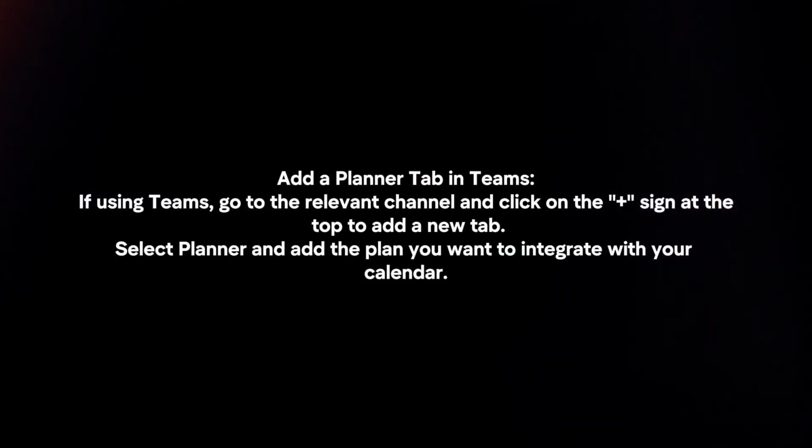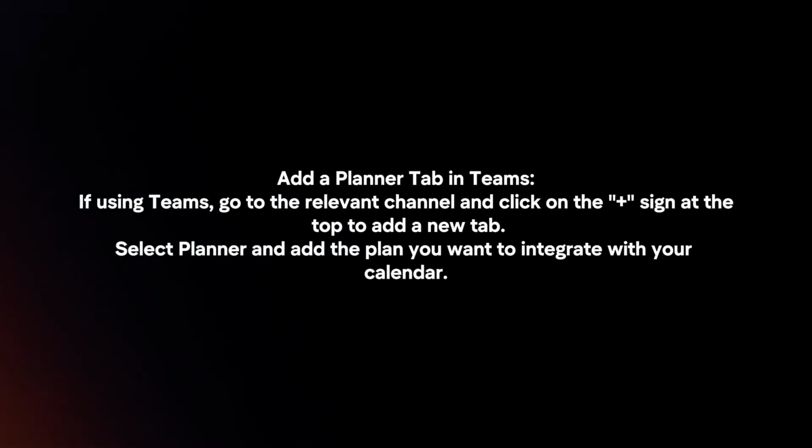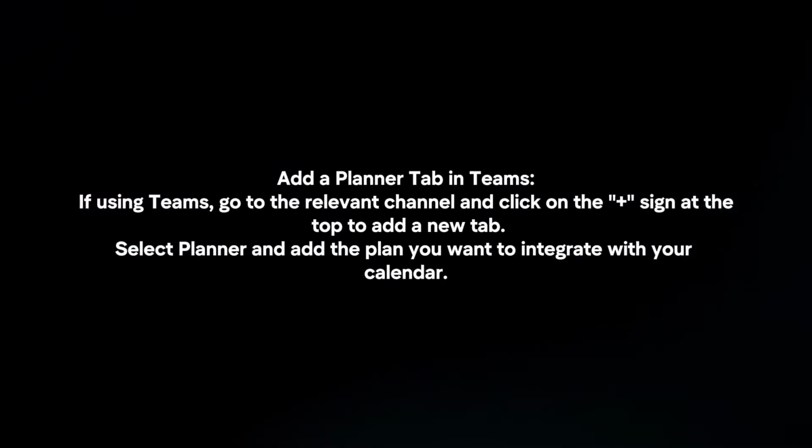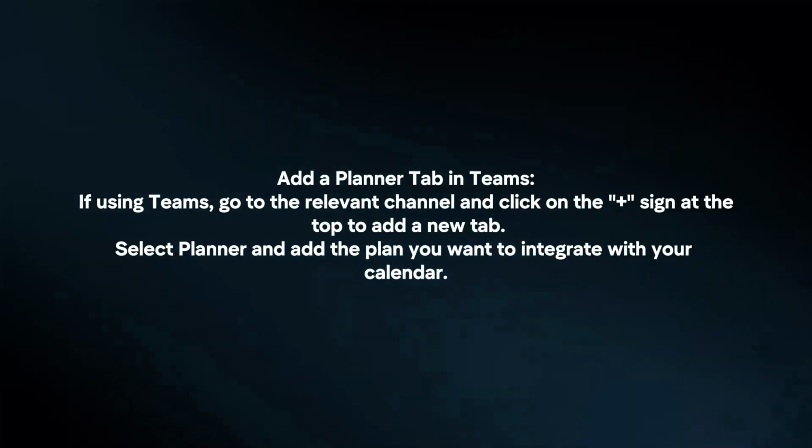Add a Planner tab in Teams. If using Teams, go to the relevant channel and click on the plus sign at the top to add a new tab. Select Planner and add the plan you want to integrate with your calendar.